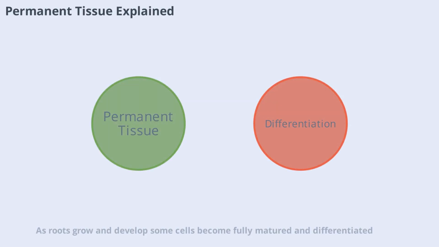As roots grow and develop, some cells become fully matured and differentiated. These are known as permanent tissues. Permanent tissues have lost the ability to divide and are specialized for specific functions. They can be living or dead, and their cell walls may be thin or thick depending on their role. Permanent tissues provide structure, support, and protection for the plant, ensuring its long-term health and stability.